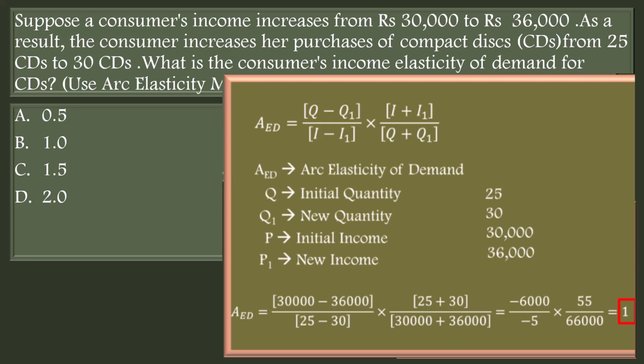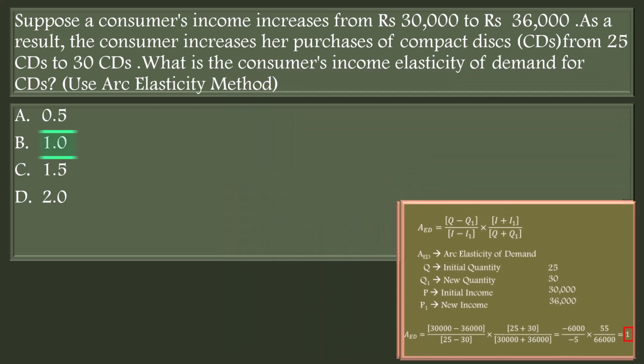Identify the values. Q is 25 CDs, new quantity Q1 is 30 CDs, original income is 30,000 rupees, new income is 36,000 rupees. Substitute the values in the formula. Income elasticity is 1. Option B is the correct answer.